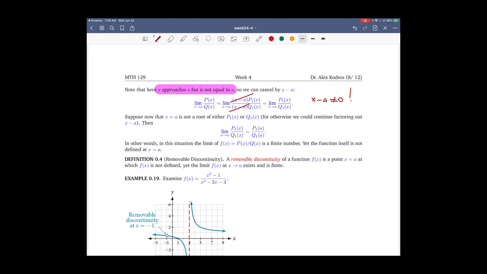So the cancellation by x minus a is safe. And I get that the limit of p over q equals the limit of whatever those two polynomials P1 over Q1 were. And now, if it so happens that A is neither a root of P1 nor a root of Q1, this limit of the ratio of P1 over Q1 is simply the ratio of the values of P1 and Q1 at that point A.